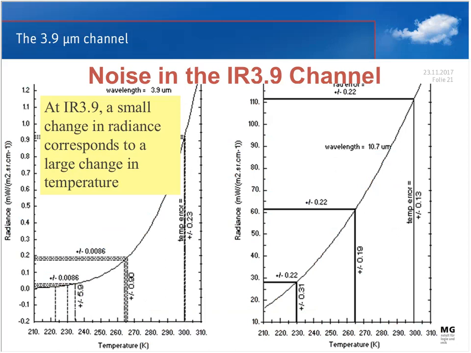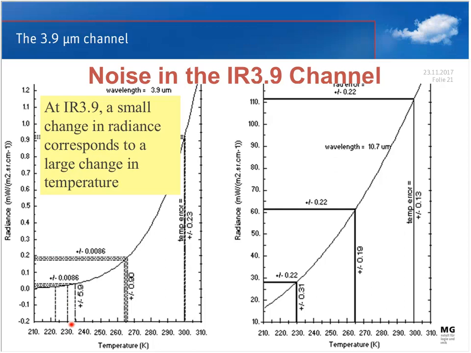Not so for longer wavelengths. Here you have the 10.7 or 10.8, nearly the same. The curve is much steeper. That means a change in radiation on the y-axis will result also in a small change of temperature. But for the 3.9 micrometer channel, a very small variation in the received radiance, we speak of milliwatts per square meter, will lead to a very high, or big, change in temperatures.